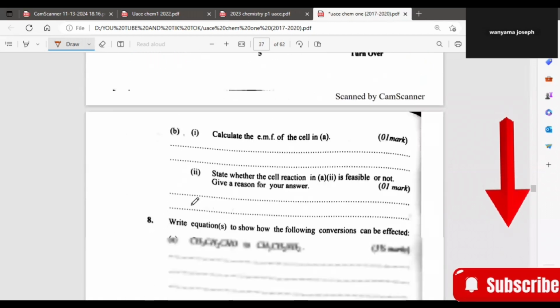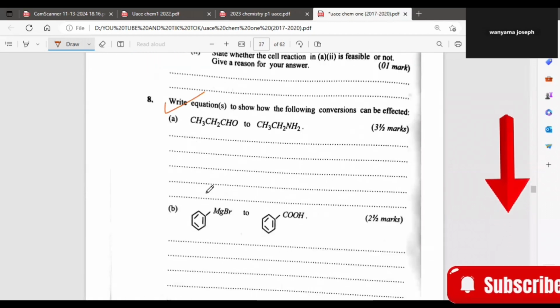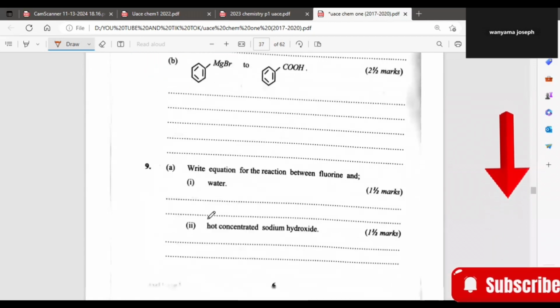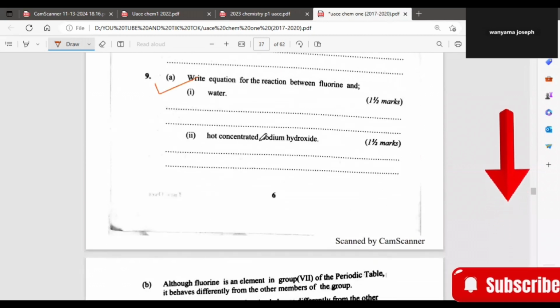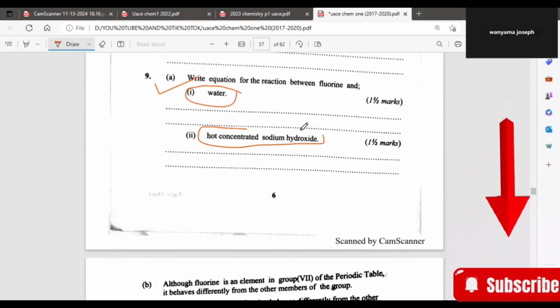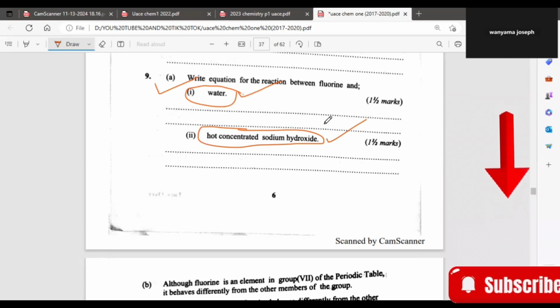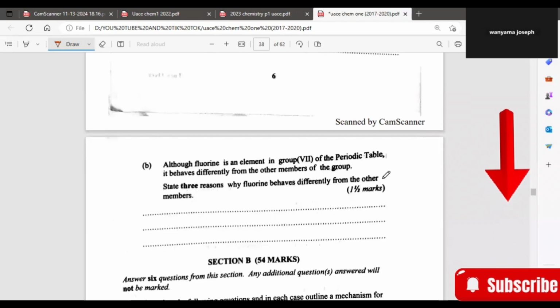Number 7 is a physical question. Number 8 is organic, so those are obvious. We expect every student to handle them. Number 9 is an inorganic question. That's why we said a student should put emphasis on water and sodium hydroxide reactions. Mostly your paper 1 consists of those key reactions, sodium hydroxide and water. So put emphasis there. If you don't have enough time to read the whole of inorganic chemistry, put emphasis on reactions with water and sodium hydroxide, plus a few other reactions that we emphasized.